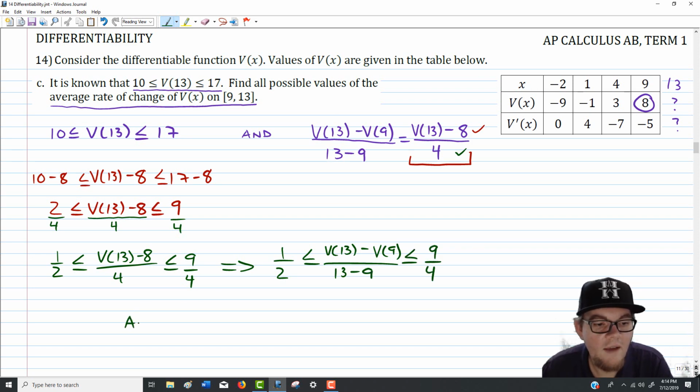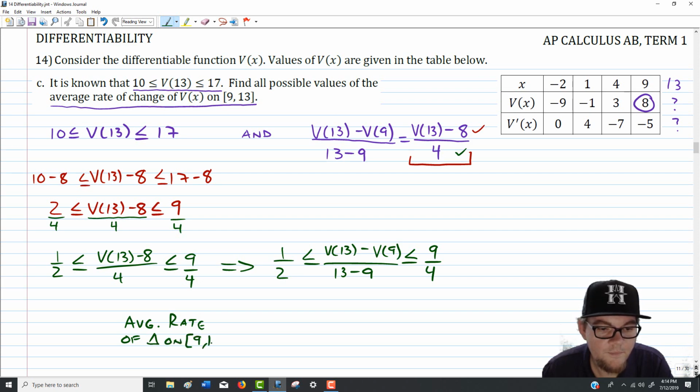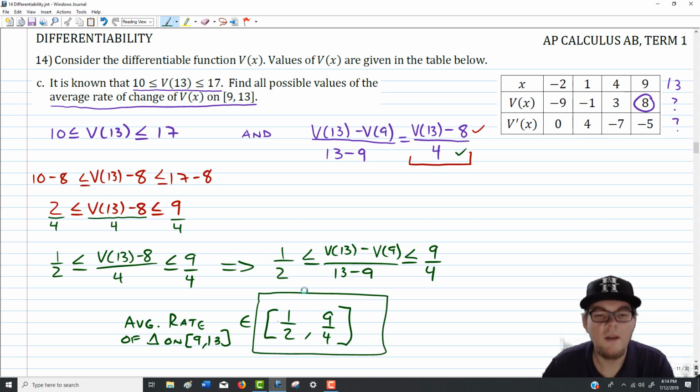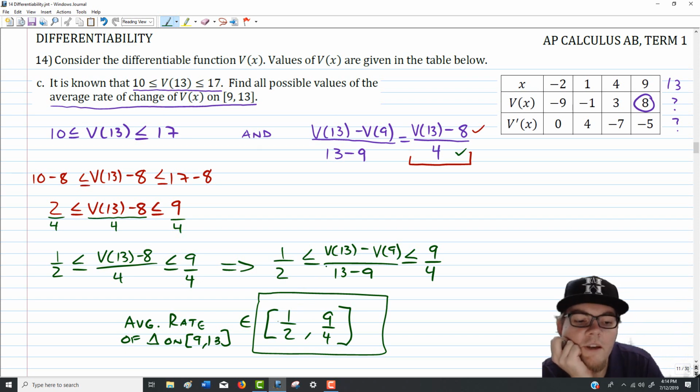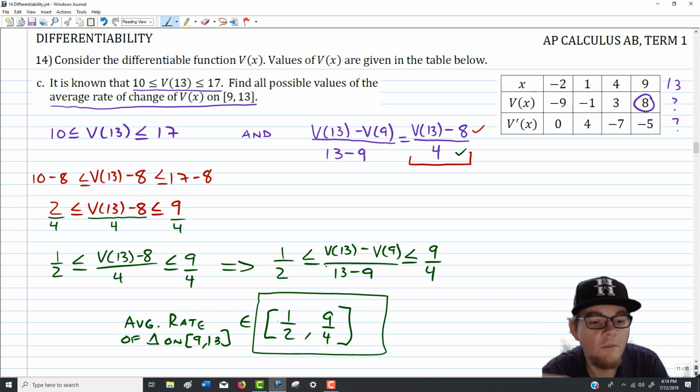So it tells us that the average rate of change on 9 to 13 is between 1/2 and 9/4. So again, not particularly related to differentiability, but I think it's a really important skill to be able to do, to take some interesting information and to try to find a way to solve something else or pull some other information about a function out.